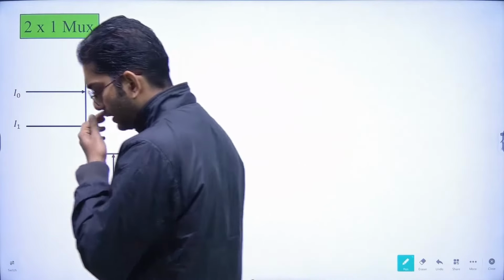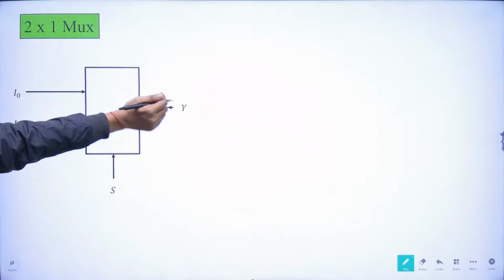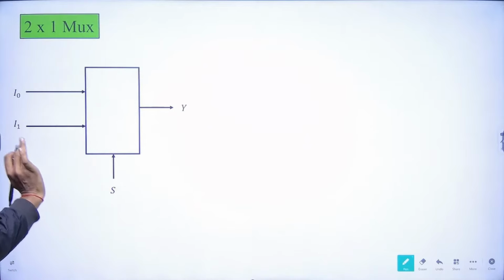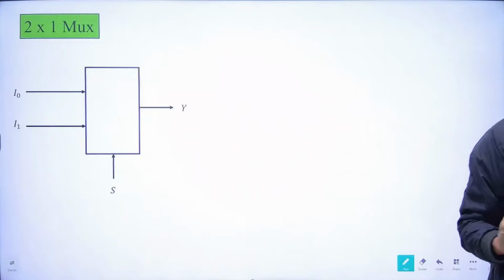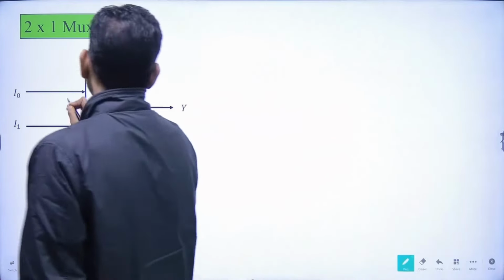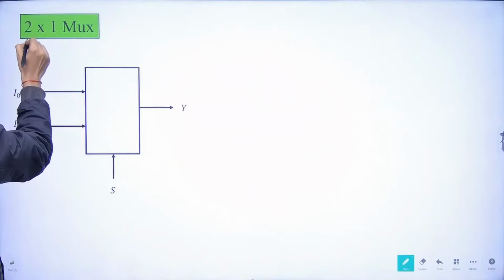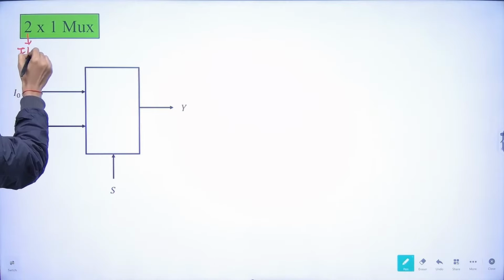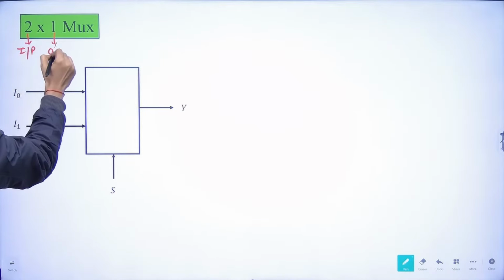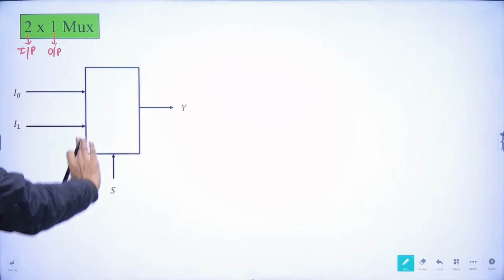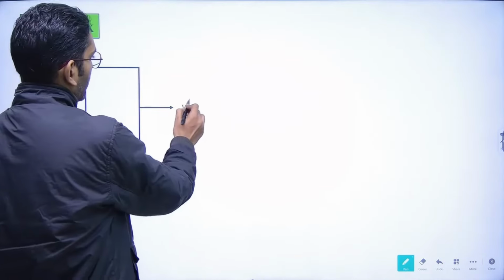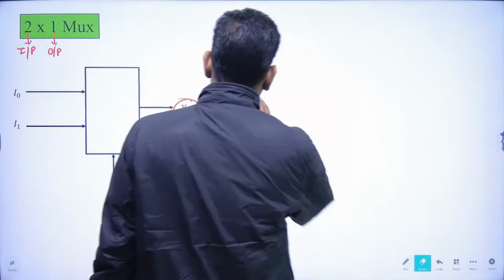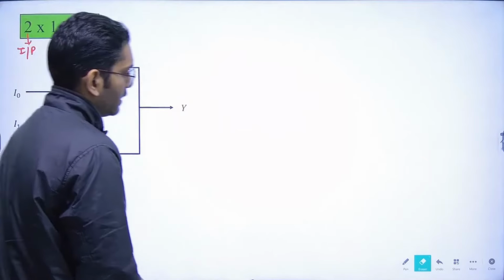So the basic multiplexer is the 2 cross 1 MUX. What does the 2 cross 1 MUX mean? In this basic notation, this is the input, and these many outputs we are getting. In the block diagram we can see that the two inputs I0 and I1 are present, and one select line is there, and the output is 1, and that is Y.